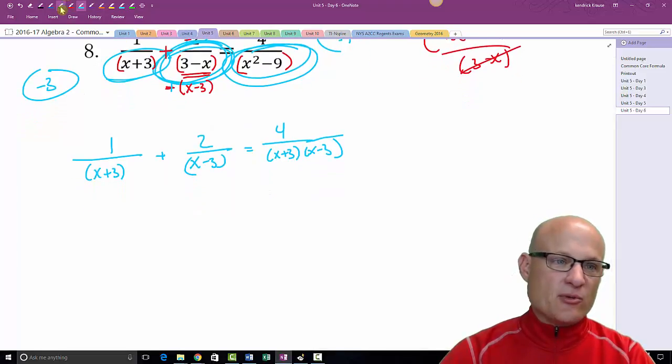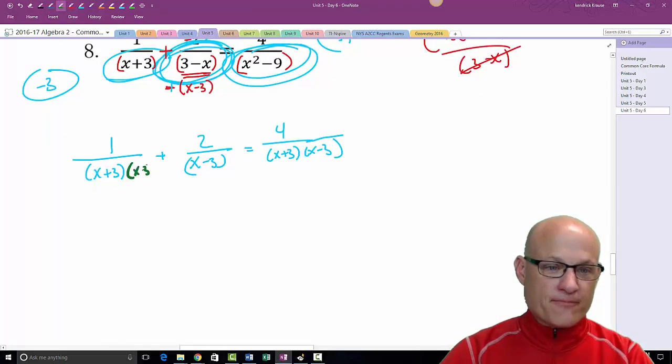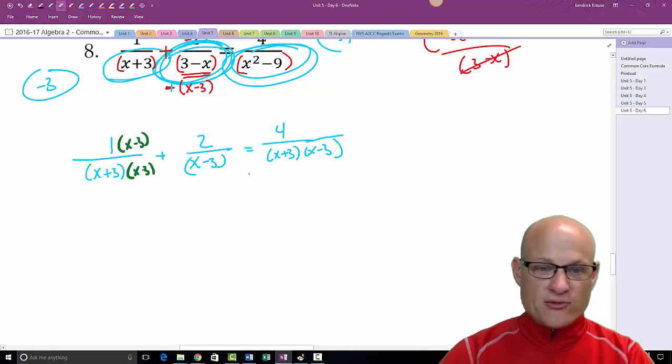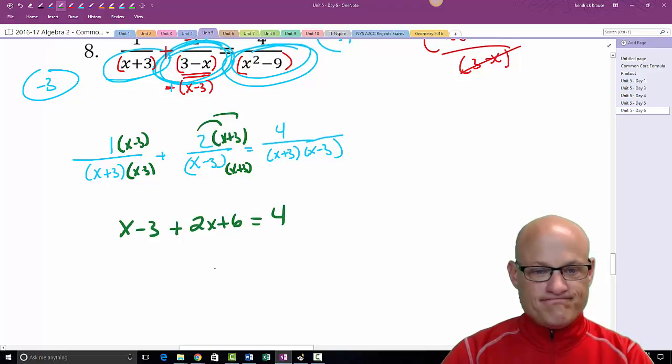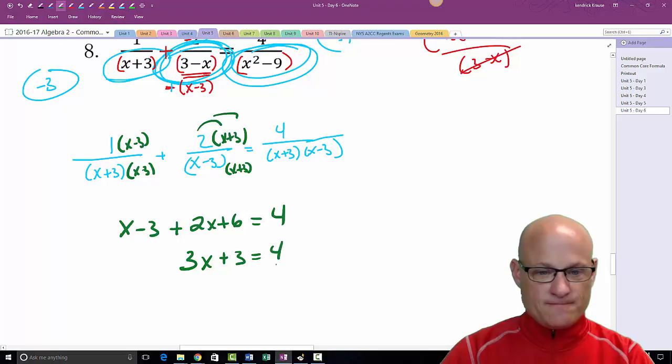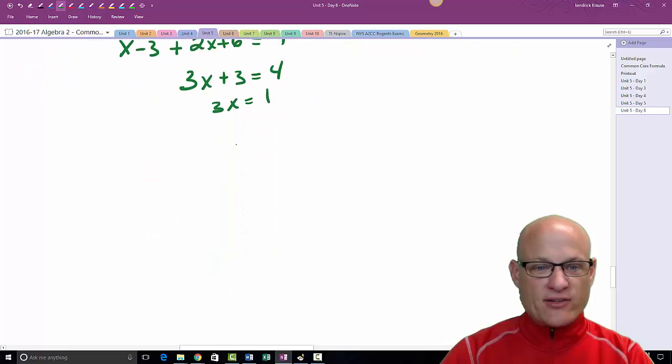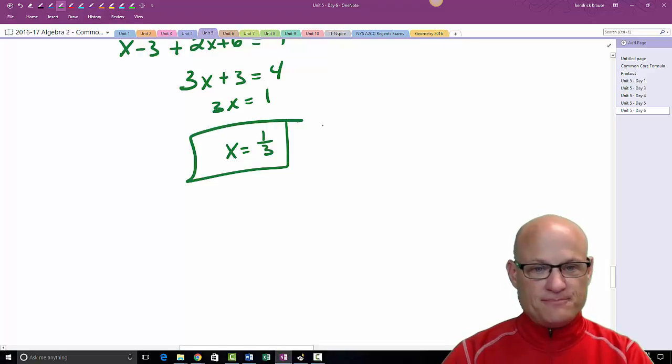All right. So let's see what's missing. This one's missing an x minus 3. This one's missing an x plus 3. And this one's not missing anything. So once I have a common denominator, I can set the numerators equal to each other. So x minus 3 plus 2x plus 6 equals 4. All right. So 3x plus 3 equals 4. 3x equals 1. Divide by 3, and I get x equals 1 over 3. Now, 1/3 is not a problem. 3 would be a problem, but 1/3 is not a problem.